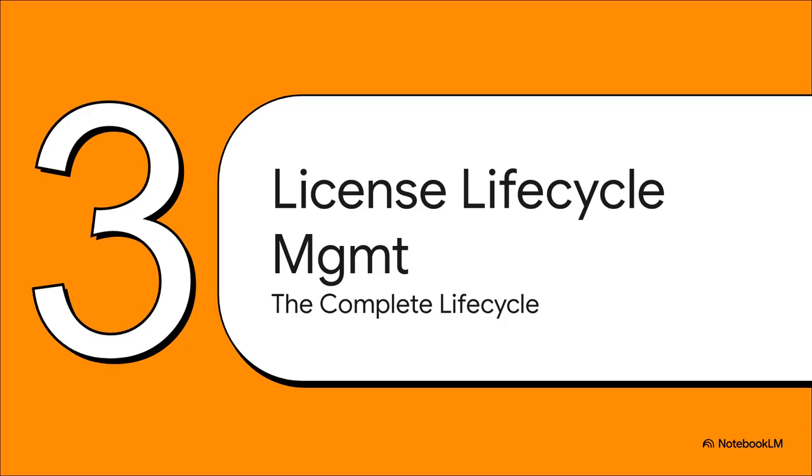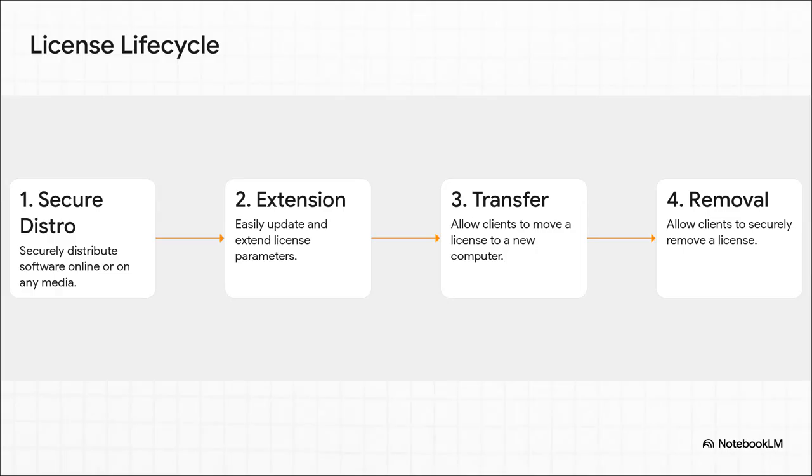Okay, securing and licensing your app is one thing, but managing it all in the real world, that's a whole other challenge. This next section is all about the features that support the entire lifecycle of a license, from start to finish. PC Guard really gives you the tools for that full journey. You can securely distribute your protected software, no problem, but then you can also manage that license over time. You have options to easily extend it, you can let a user transfer it to a new computer, or you can even securely remove it if it's no longer needed.